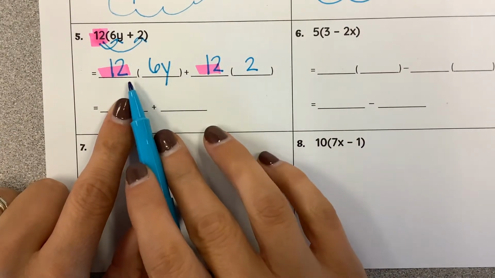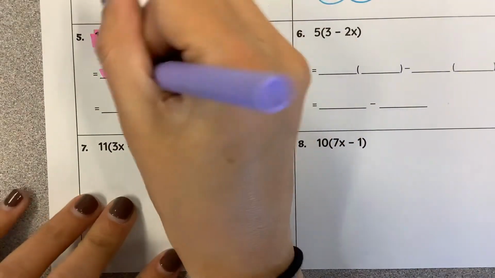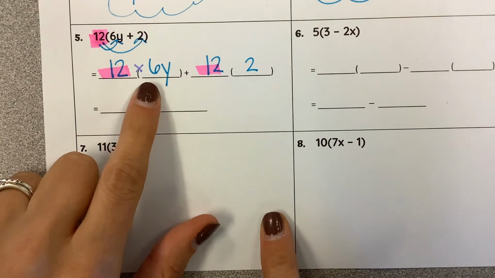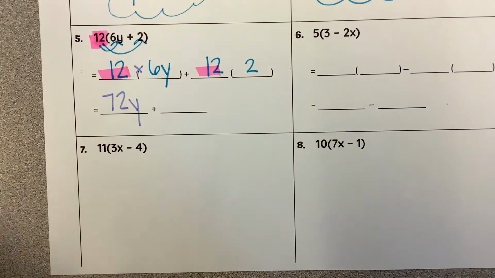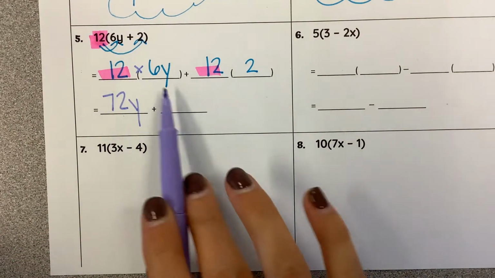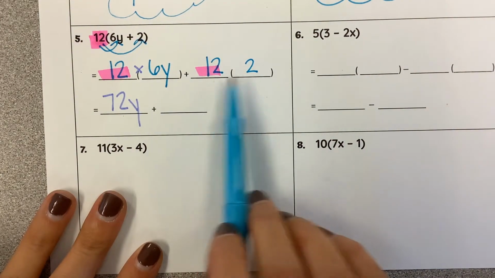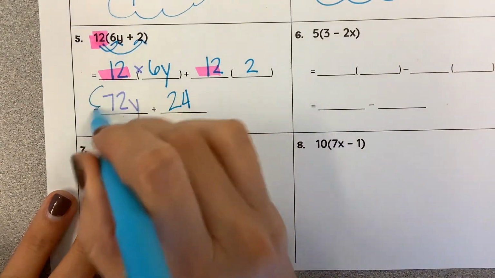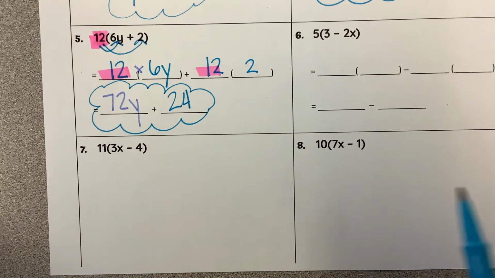For this, when we have 12 times 6y, I'm going to multiply 12 times 6. 12 times 6 is 72, and I bring down my y. We have 6y 12 times, which means we have 72y. And then over here, bring down our plus. 12 times 2 is 24. And just like the others, this is as simplified as it gets because we can't combine the terms. They are not alike.